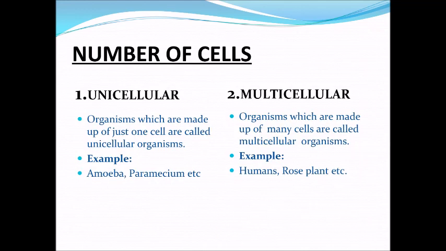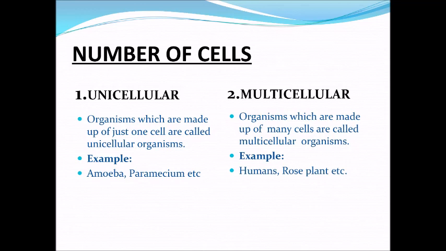Okay, now depending upon the number of cells present in a living organism, the organisms are divided into two types. Number 1, unicellular organisms. Number 2, multicellular organisms. Now let's read about unicellular organisms. As the word suggests, uni means one. So organisms which are made up of just one cell are called unicellular organisms. For example, amoeba, paramecium, etc.